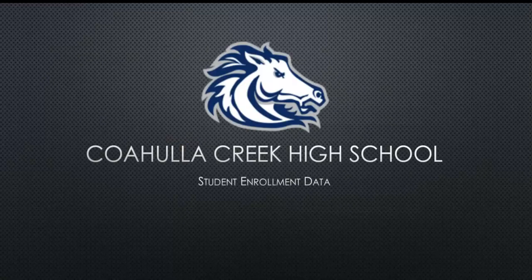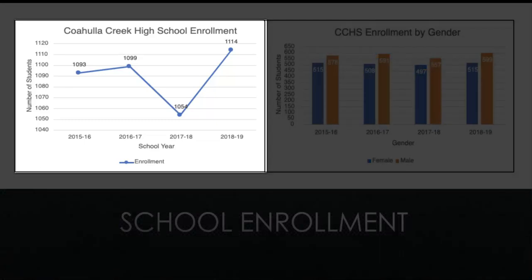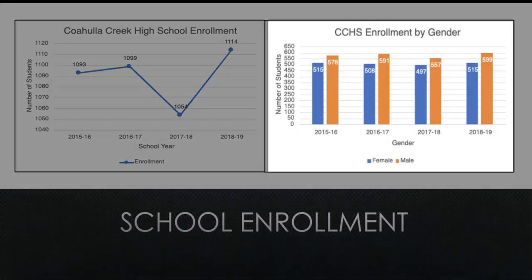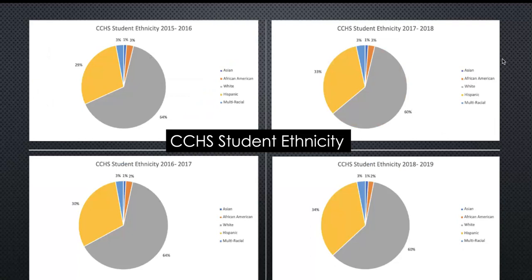First thing we're going to look at is student enrollment data. Here we have the 4-year student enrollment for Coahulla Creek. On the left, you see the total number of students. On the right, you see the student enrollment broken down by gender. Here we have the student ethnicity broken down into 4 different pie charts. I did this just so that you could see the 4 different years, but you can see that it stays pretty consistent.